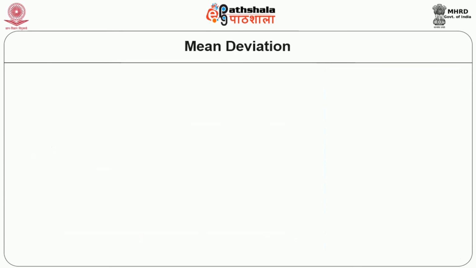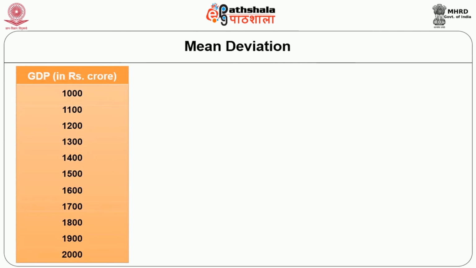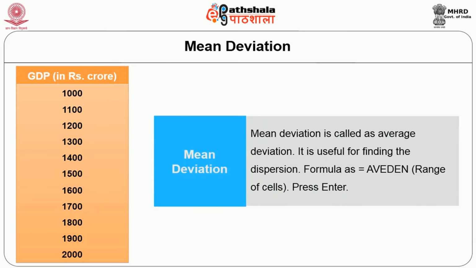Then mean deviation. Calculate mean deviation for the following data in Excel. Meaning, mean deviation is also called average deviation. It is useful for finding the dispersion. Formula is equal to AVEDEV, range of cells. Press enter.